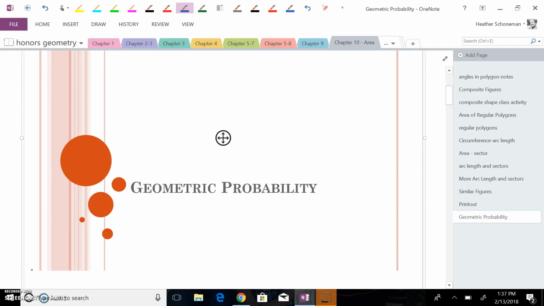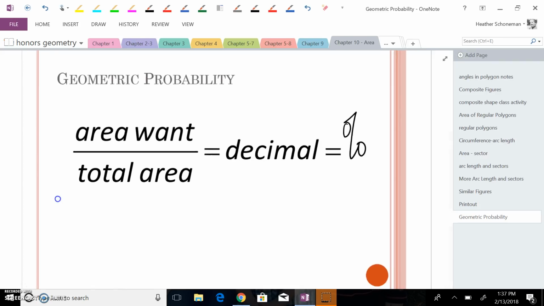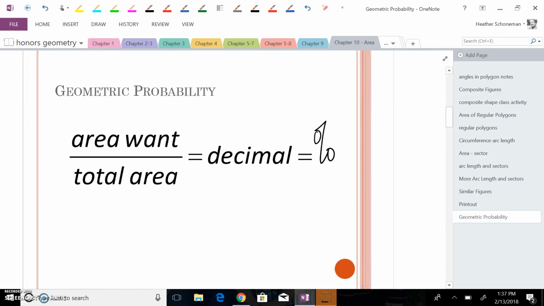Today we're going to talk about geometric probability. Geometric probability is trying to answer the question, what percent of the picture is shaded? 95% of the time, we're going to use this formula: the area we want divided by the total.